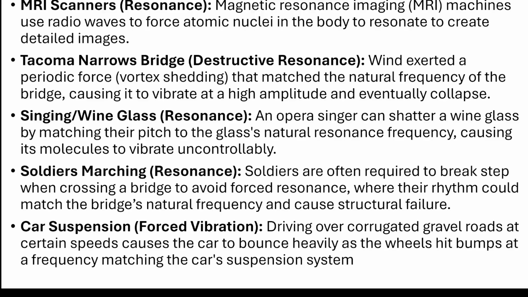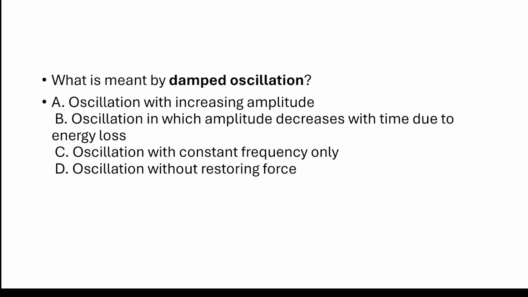Another example: this was also responsible for the tragedy of the Tacoma Narrows Bridge. If you want, you can search on YouTube and see how that bridge was destroyed because of the forced oscillations, the driving oscillations produced by the wind on that bridge. The minute it matched the natural frequency of the bridge, the amplitude of vibration became very high and it eventually collapsed. Okay, again, pause and try to do the questions yourself.